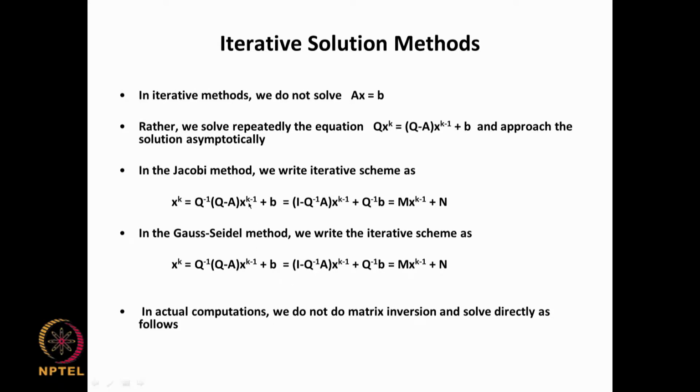So in both these methods, it looks like we have to do the inverse of Q and then multiply by Q. So it looks like complicated matrix procedures are there, but it is not really necessary to do it that way. We do not do matrix inversion in actual computations, but solve directly in the following way.